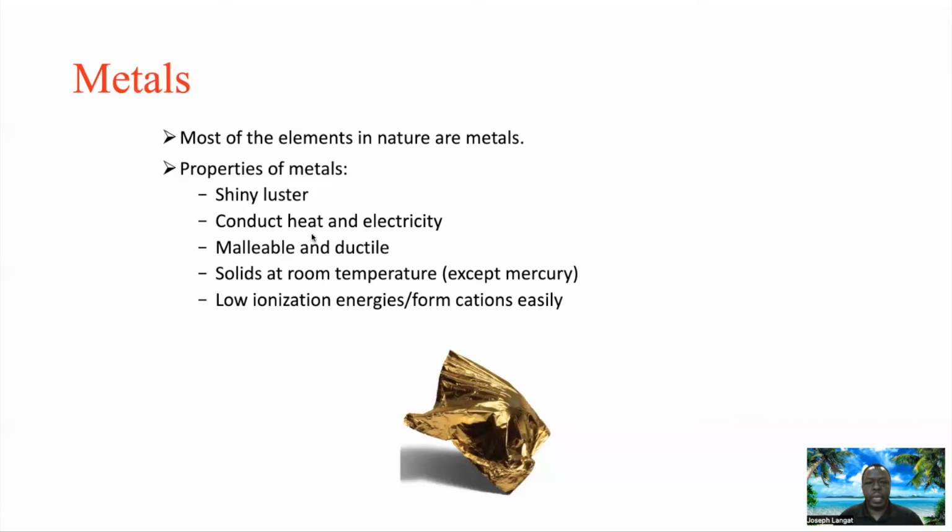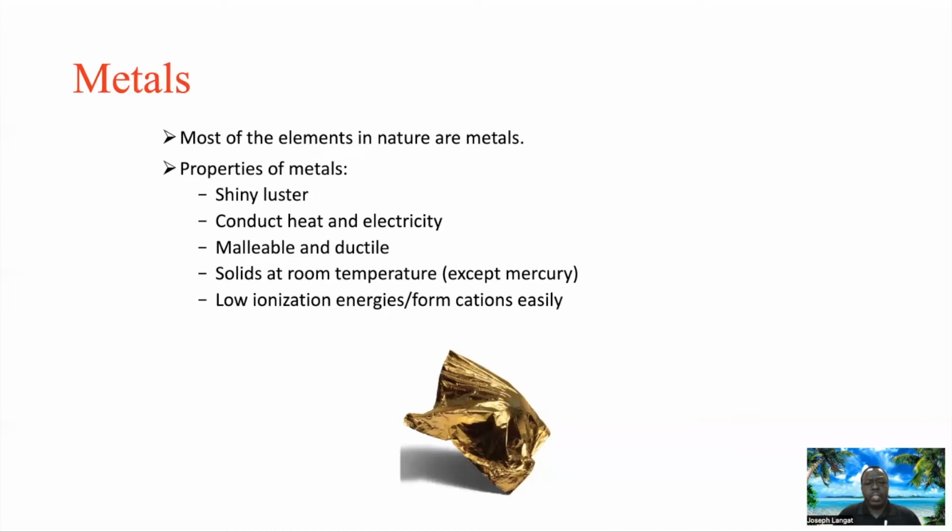It conducts heat and electricity. Malleable. What is malleable? It means you can hammer it into thin sheets of metal. That means malleable. Ductile means you can pull it into thin wires. To make wires, you need to pull the metals. Except mercury, most of the metals are solid at room temperature.